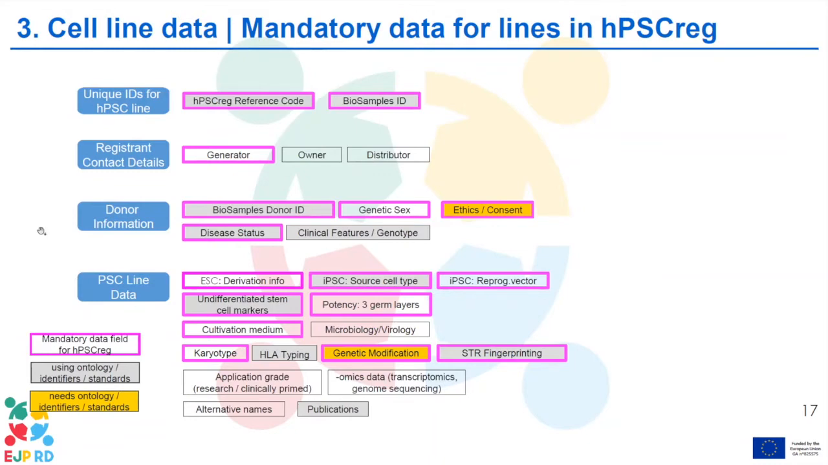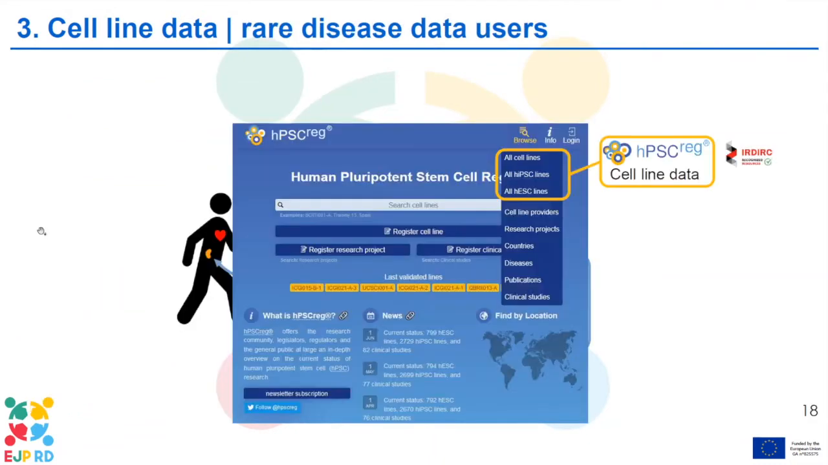So in the next part, I would like to focus on using the data we have in hPSCreg. And in particular, I'd like to focus on rare disease users. So how can hPSCreg be useful for the rare disease user? I just want to point out that we are now an ERDC recognized resource. So hopefully that will give us more traffic for the rare disease community.